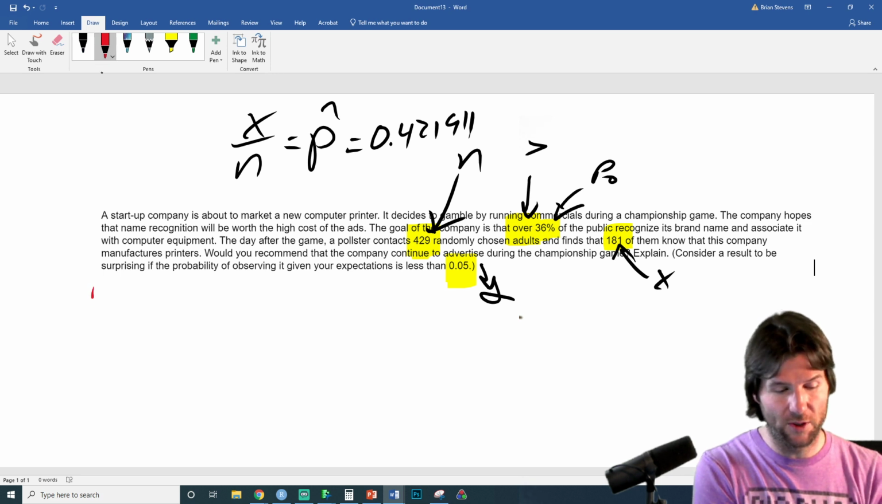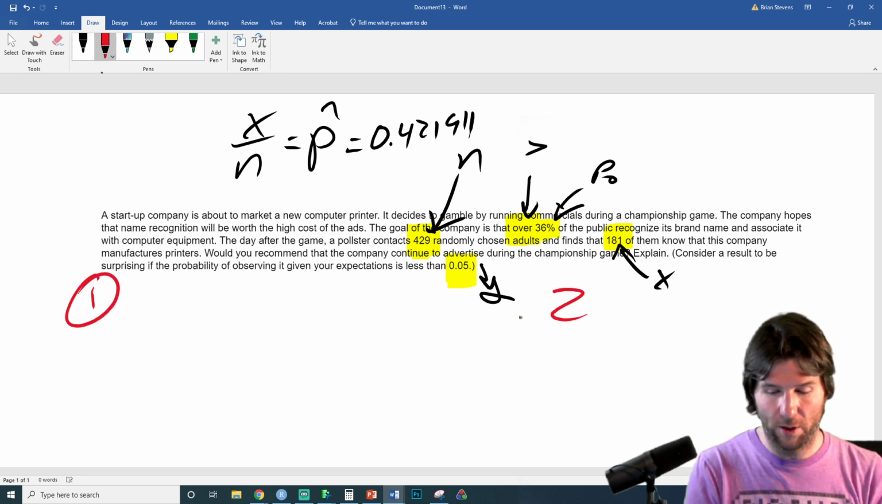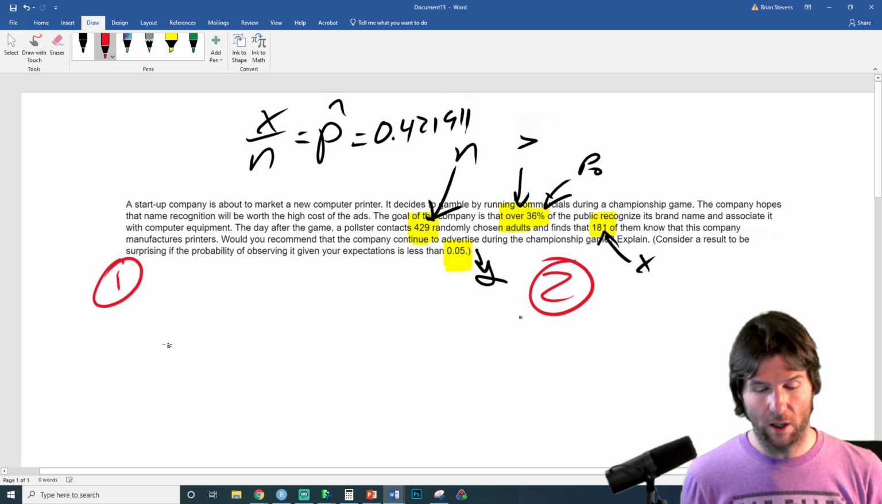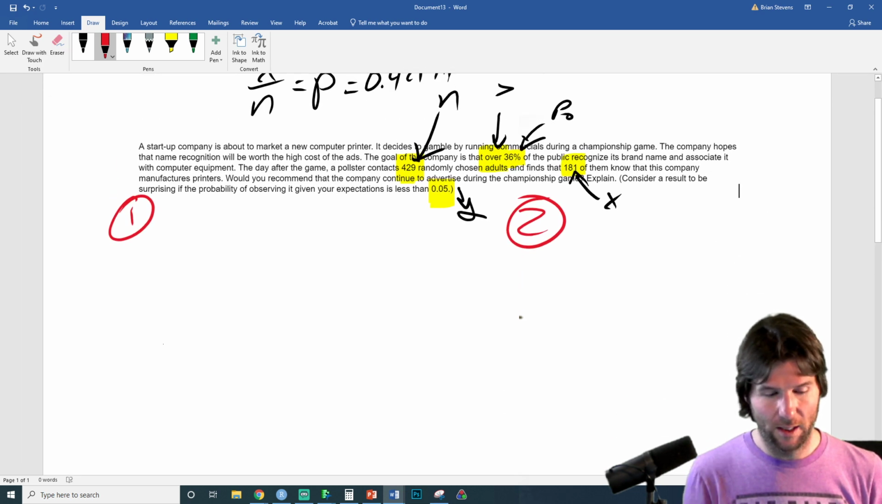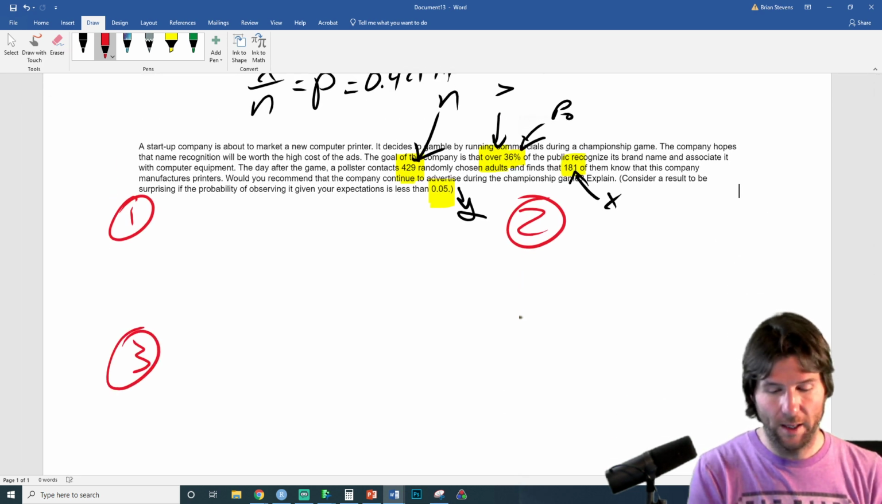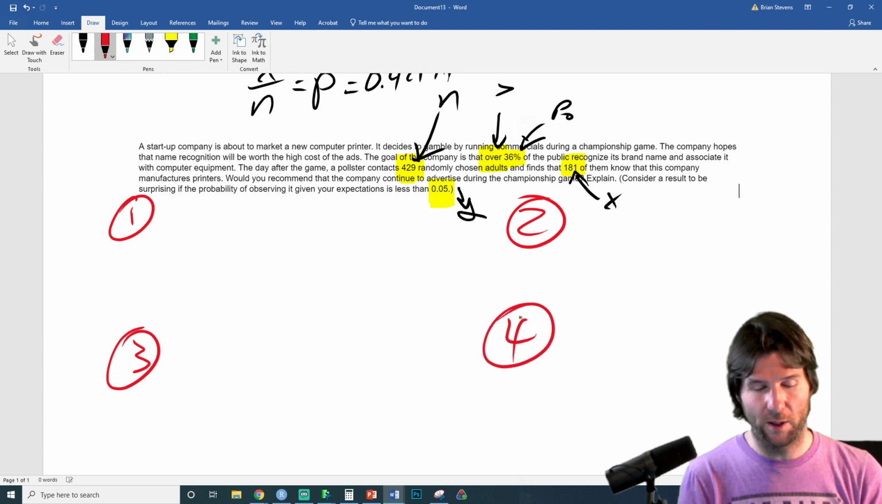But now we need to write our nulls and our alternatives. So null and alternative is first step. Solve for the z-score second step. And then third step, find p-value. And then fourth step, reject or fail to reject.